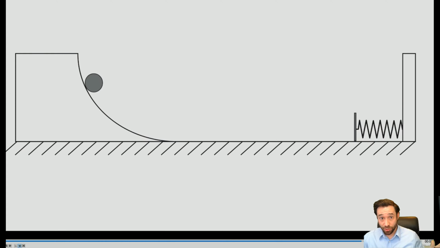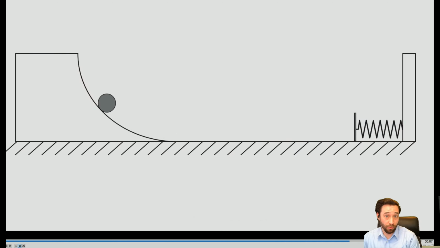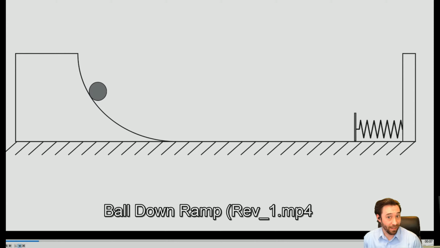The animation that's being shown now is made to loop, but we're only going to take half this animation. So the point where we fully compress the spring is where we're going to stop.